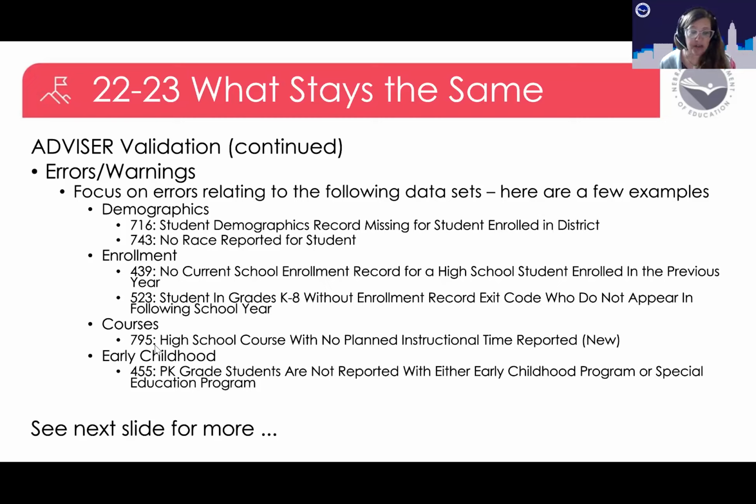There's some course errors and warnings. This one is a new one this year, so that's why we're highlighting it. Max talked about it a lot during his presentation. High school course with no planned instructional time reported. Now, this is a warning. It's not a critical error, because it's one of those warnings where we're saying, hey, you've sent us this data, it looks a little funky. It could be right. You may have intentionally not reported instructional time on this particular kiddo's course. Okay, but take a look, because maybe you need that information for your instructional units report. We've got early childhood errors, an example being 455, a PK grade student not reported with either an early childhood program or a special education program record.